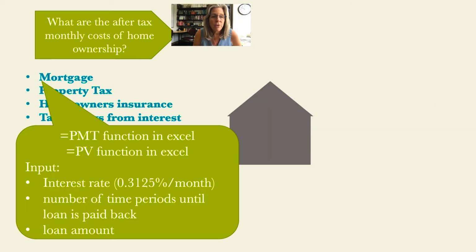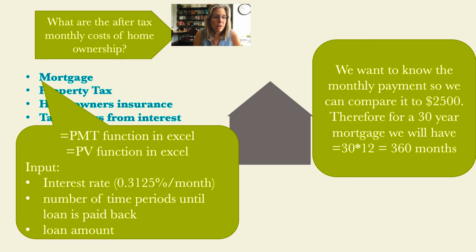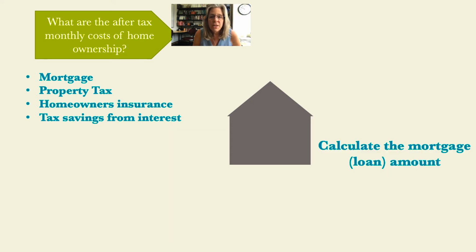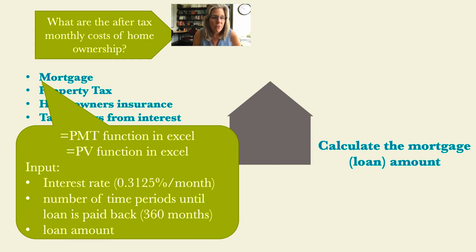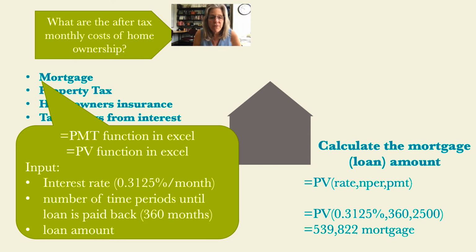So the next thing I want to do is calculate the number of periods. It's a 30-year loan. Remember I said most people do have a 30-year loan, but we're looking at months, so the payments per month. That's why we take 30 times 12, which would be 360 months. So when I do this calculation using 0.3125%, 360 months, and $2,500, I get a mortgage that's $539,822. So now that's how much I can afford to borrow from the bank.